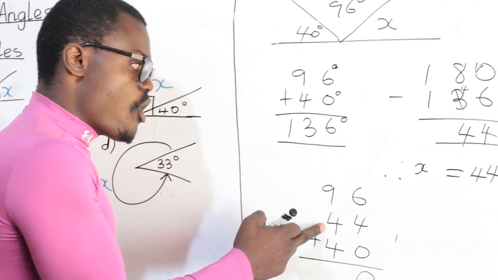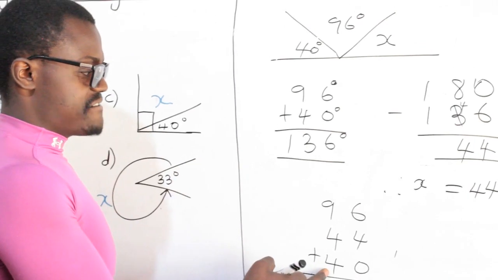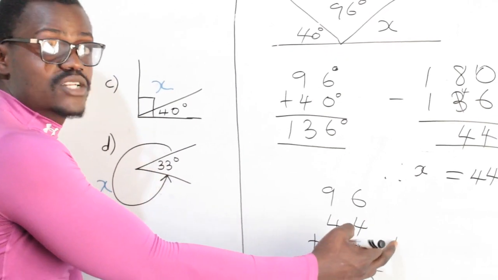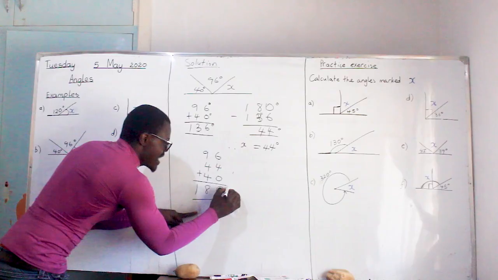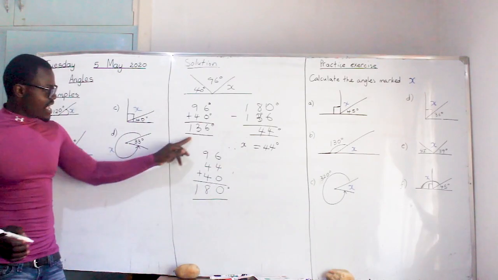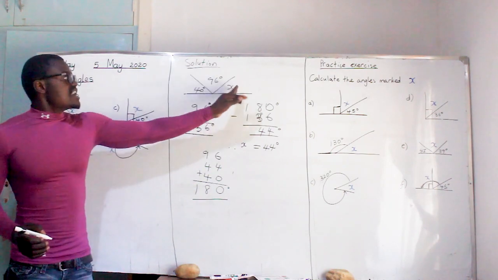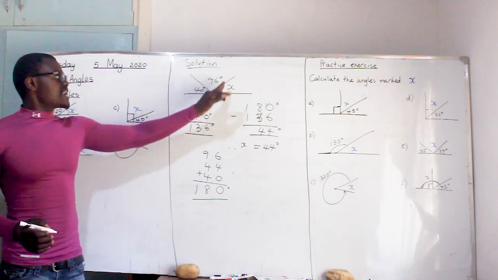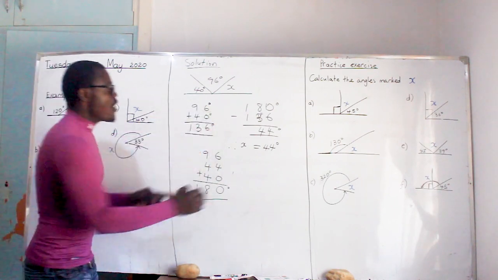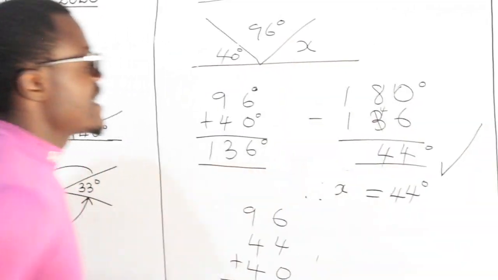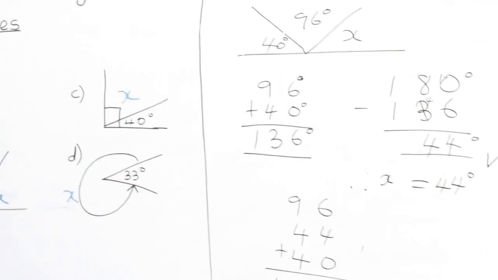9 plus 4, that's 13, plus 4, that's 17, plus the one that we have carried there, 18, to give us 180 degrees. We have proven that the three angles that we've been given there make up 180 degrees, meaning to say our answer is correct. The angle marked X there is equal to 44 degrees.